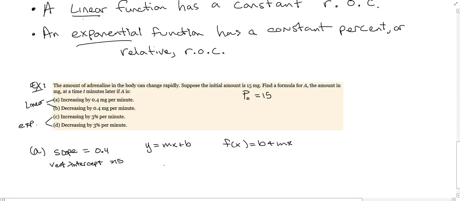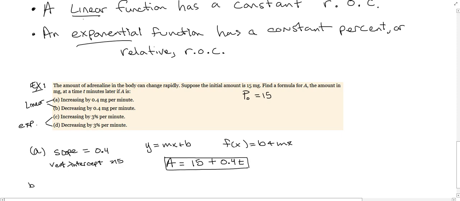But in either case, we can plug in these numbers. So we're going to call it A for adrenaline, and the initial value is the b, our y-intercept, 15, and it's increasing, so a positive slope of 0.4 times, in this case, t minutes. So every t minutes it's increasing by 0.4. And so that would be a formula for the function for 15 milligrams of adrenaline in the body initially, and then it increases by 0.4 after every minute.